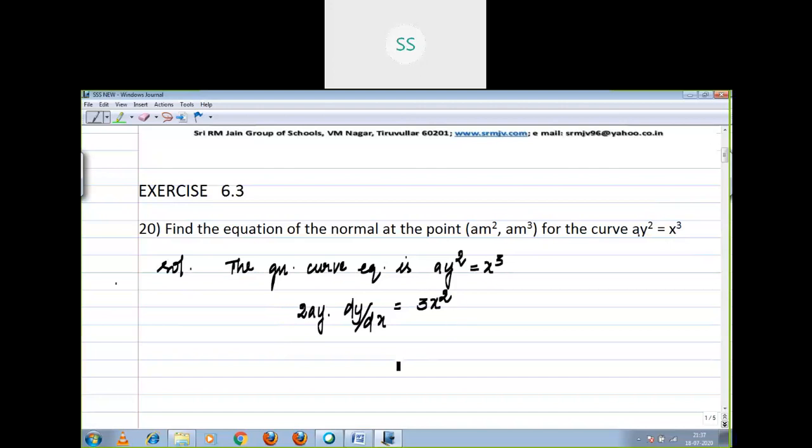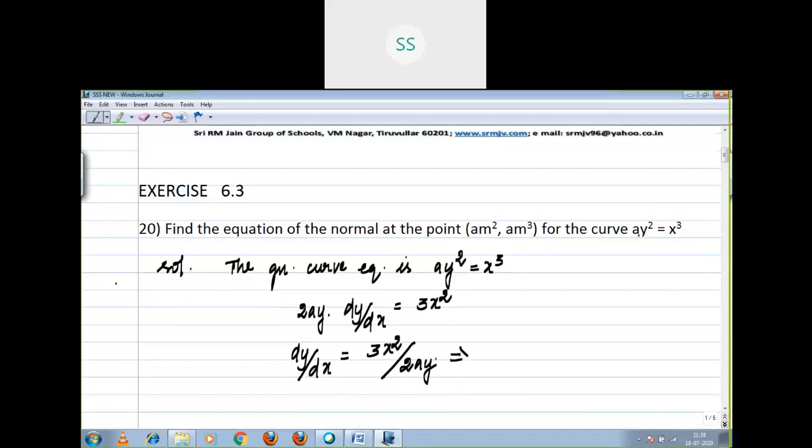The derivative of x^n concept you are using. What is it? Yeah, very good. Derivative of x^n equals n x^(n−1). Now keep dy/dx alone on the left side, and carry the rest over to the right. dy/dx = 3x² divided by 2ay. Here it is given as the point (am², am³), that you are going to substitute in dy/dx in the place of x and y.